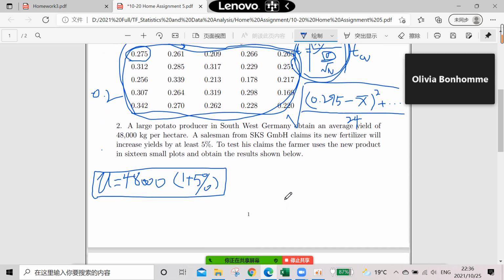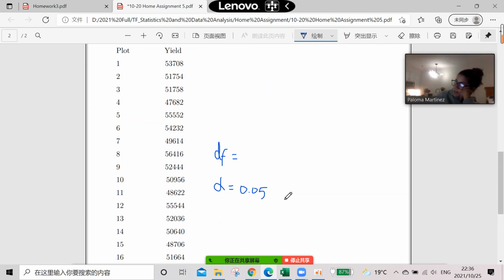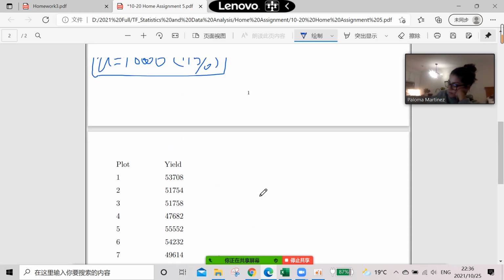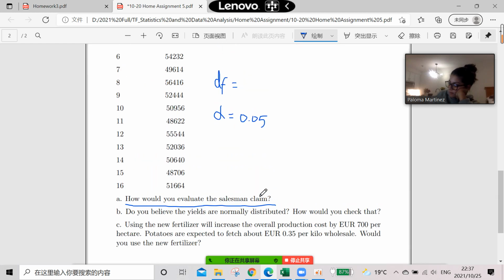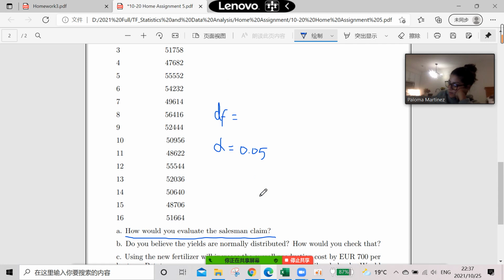Okay. So you said alpha is 0.5? No, 0.05. Yeah, it's 5%. If it's not given, default. Okay. Yeah. Okay.